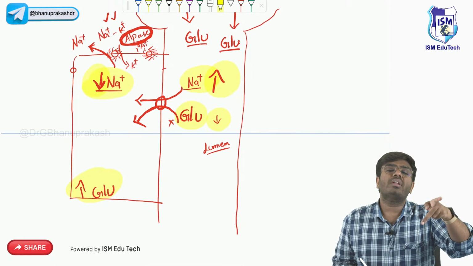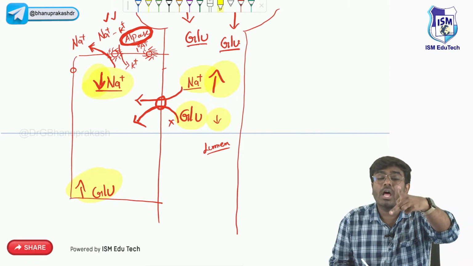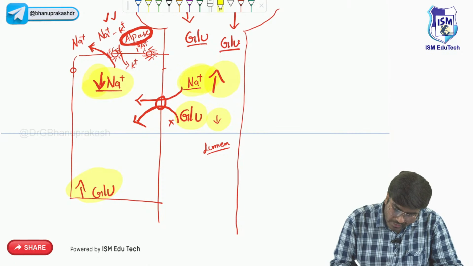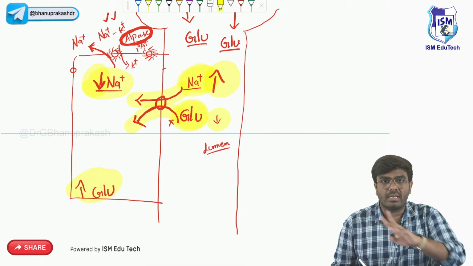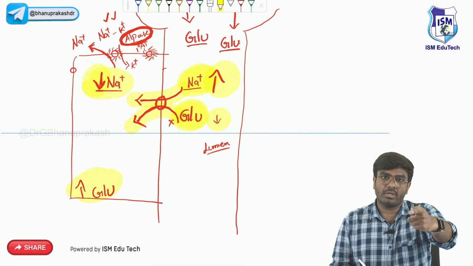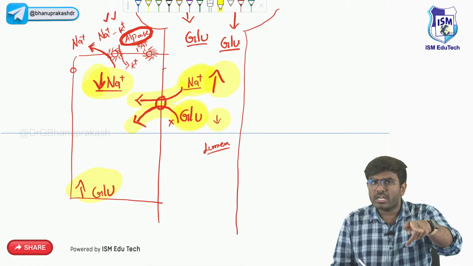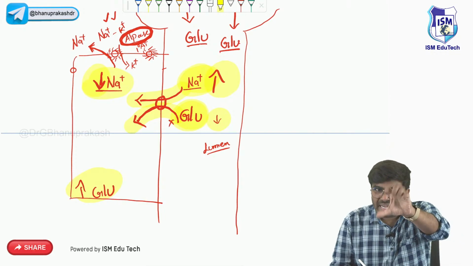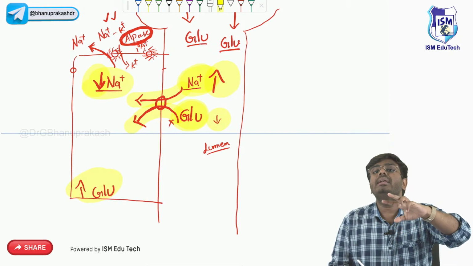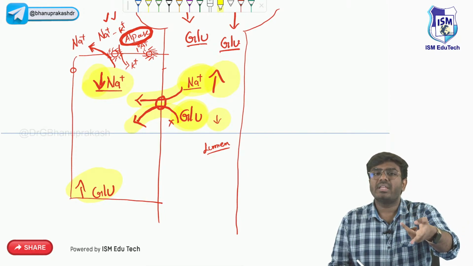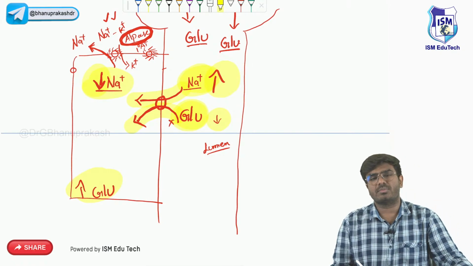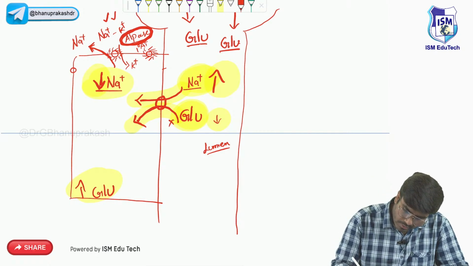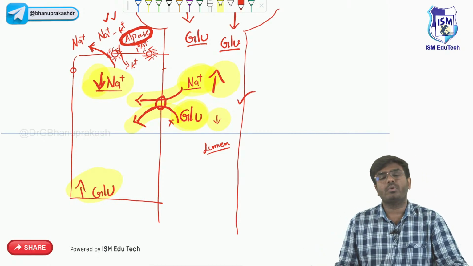So this type of transport is called co-transport. Sodium is moving as well as glucose is moving in one single direction, so it is called symport. Co-transporters and symporters use indirect energy, not direct energy. So are they examples of primary active transport or secondary active transport? They are examples of secondary active transport. All co-transporters are examples of secondary active transport.